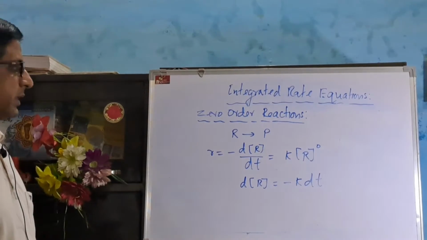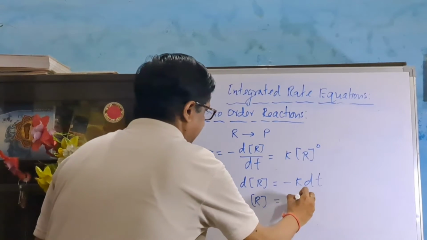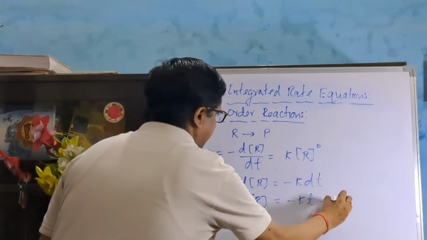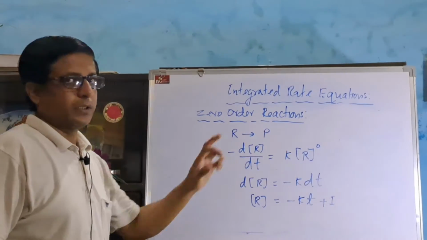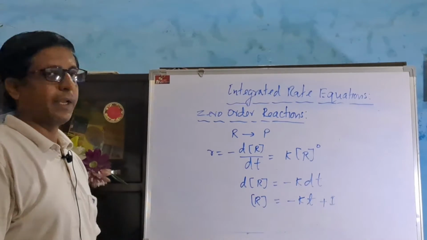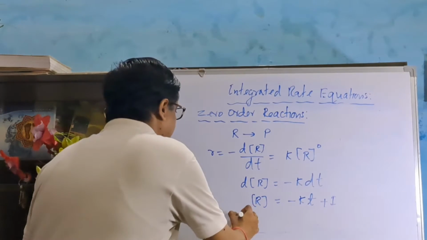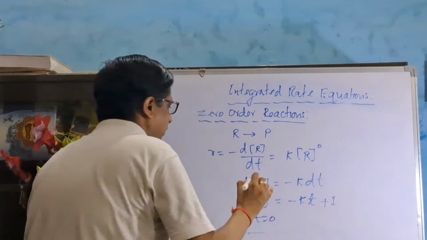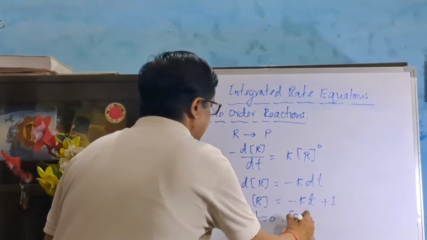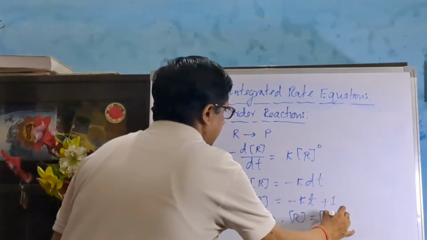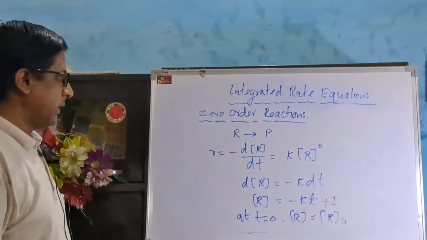Now integrating both sides, we have R is equal to minus kt plus I. Here I is a constant known as the integration constant. The value of the integration constant can be obtained by applying the initial conditions. At t is equal to 0, when the reaction starts, the concentration of reactant R is equal to R0.